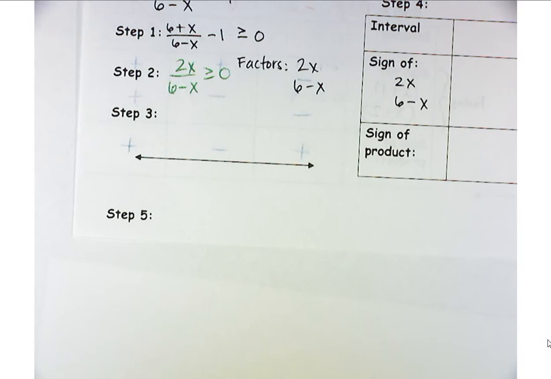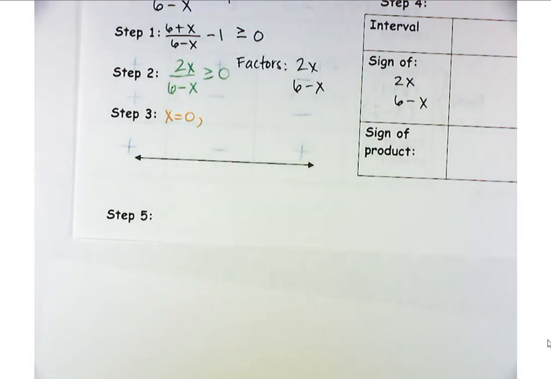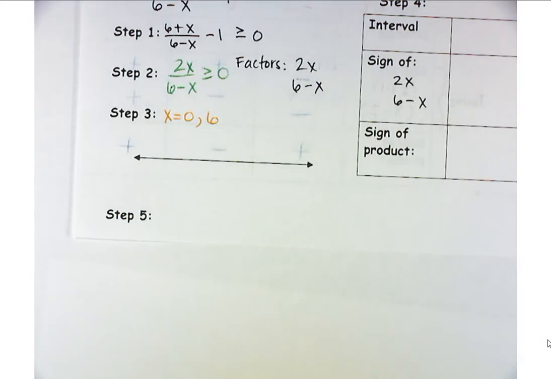Now, we want to find out what would make this 0. So for 2x, what would I plug in to make 2x 0? 0. Is that okay? What would my other value be? It would be 6, right? Because 6 minus 6 would be 0. Why is that a problem for this? It's in the denominator, and if I have 6 in the denominator, what happens to the whole thing? It's undefined, right?